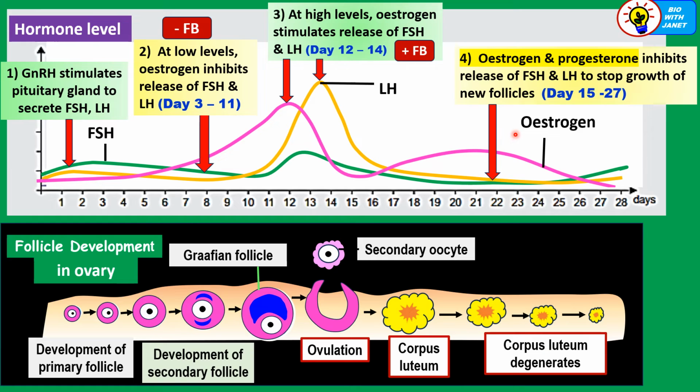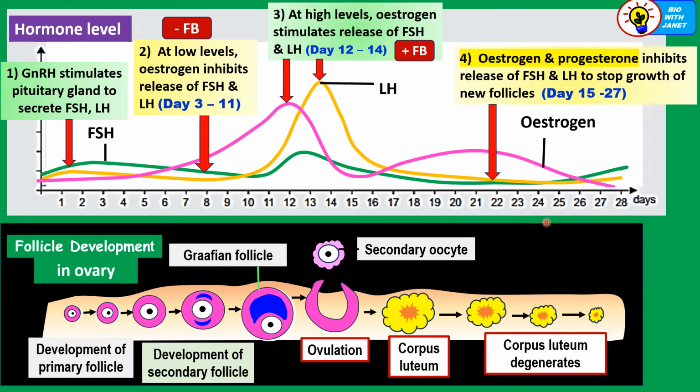These two hormones, progesterone and estrogen, are released from the corpus luteum, which is the remains of the Graafian follicle that burst. So when the corpus luteum releases estrogen and progesterone, their levels will increase. But these two hormones actually inhibit the release of FSH and LH from the pituitary gland. So that's why the levels of FSH and LH remain low, because the pituitary gland is inhibited from secreting more FSH and LH. The aim of this is to stop the growth of new follicles. That's why the FSH and LH are at low levels from day 15 to day 27.